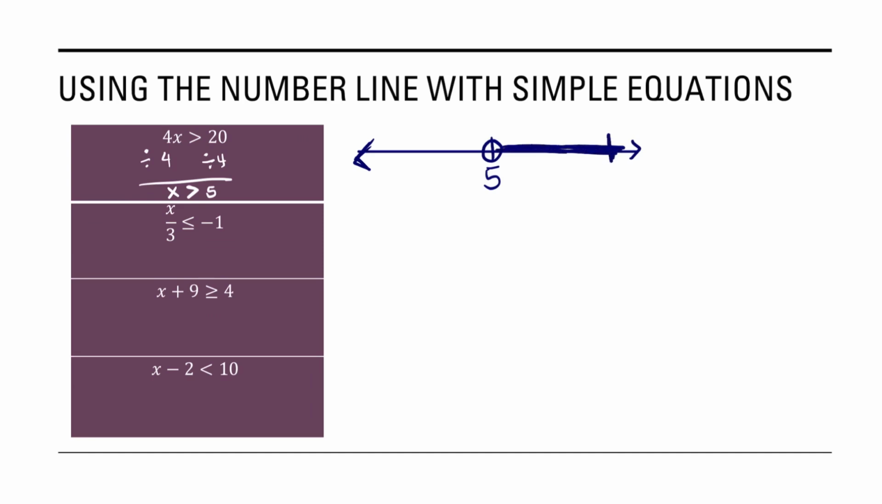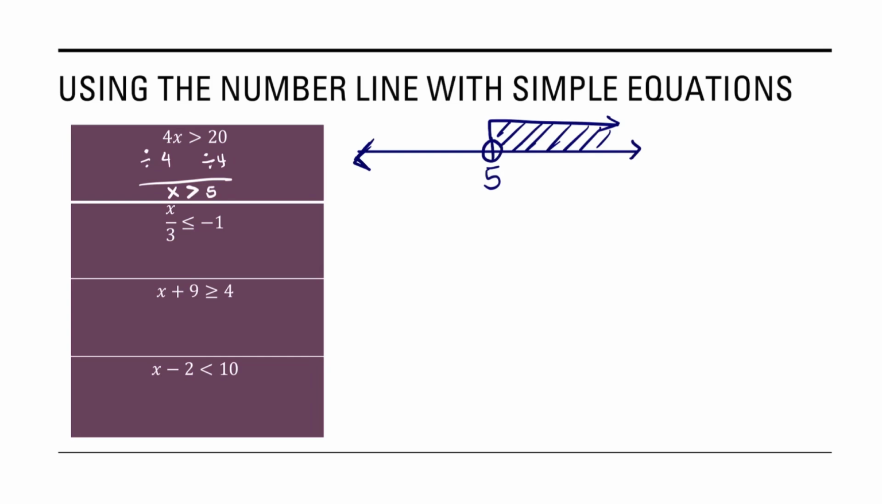So you can do this if you want. You can do it bold, or you can go like this, and that's fine too. This is normally what I do. And that, then you're done. This is showing that any number greater than 5 will fulfill this requirement. If I can plug it in, and I will get a number bigger than 20.